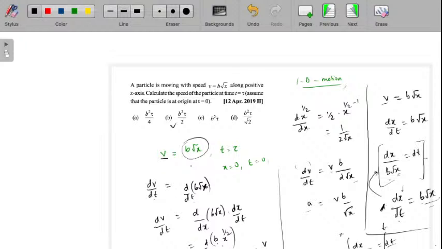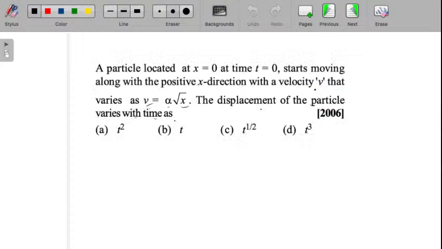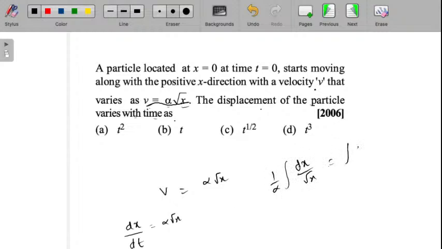Now we could apply the same kind of result to solve this. The velocity v is varying as alpha root x. I'm supposed to find the displacement of the particle with t. What should I do? We'll be going by the same approach. I'll first do dx by dt, which is alpha root x, which means dx by alpha root x should be equal to dt. Now let's compute the integral. The integral of dx by alpha root x is 1 by alpha integral of dx by root x. That should be integral dt.